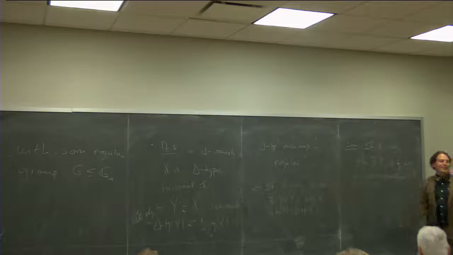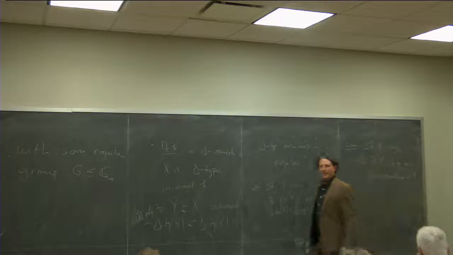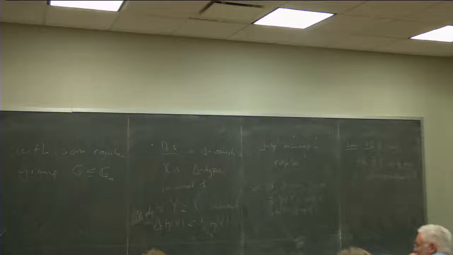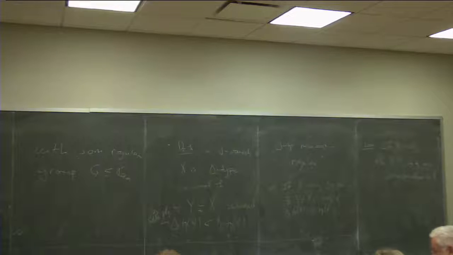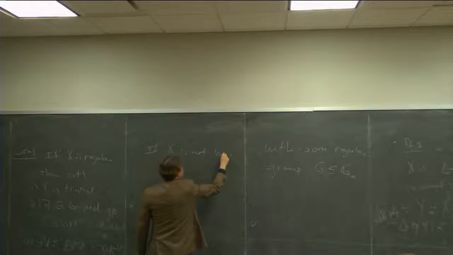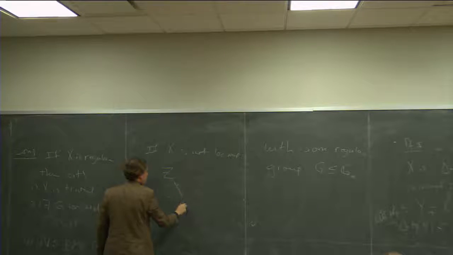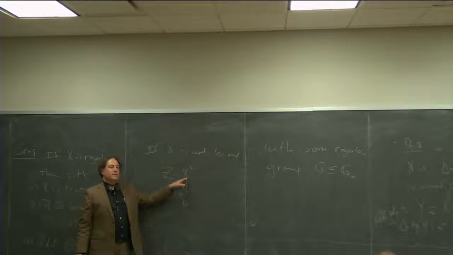Okay, good. Well, we got one of these delta type minimal things. Where does the group come from? Well, it comes from differentiating. Okay, so you'd like to basically just look at the tangent space. That doesn't quite work, but more or less it works. So if x is not locally modular, then there exists this family of curves living inside of x squared.